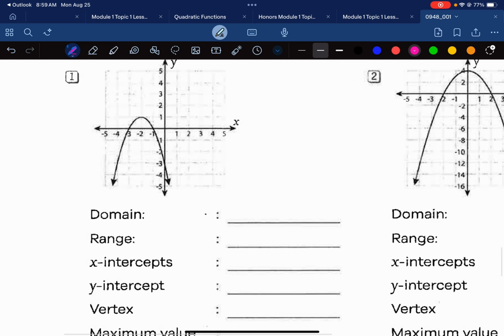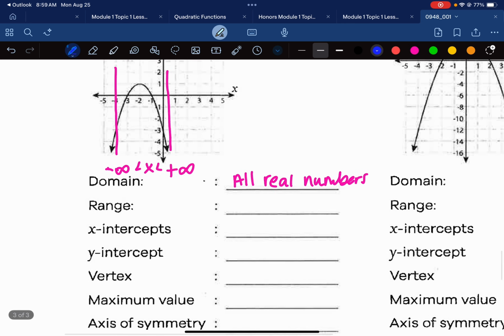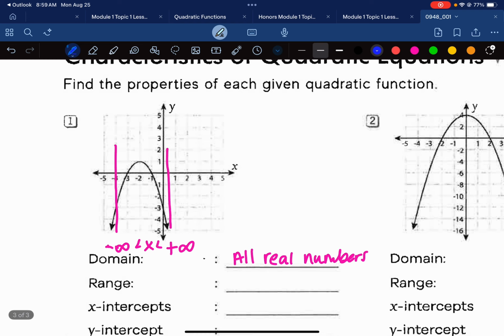Your domain for this example right here is how far left it goes from here. So I actually can't say it stops, right? So it's going to go to negative infinity. And then I would say it goes from here to positive infinity. And we're talking about x values, so bam, bam. But since my domain goes from negative infinity to positive infinity, this is all real numbers. Okay, all real numbers. If you're ever going from negative infinity to positive infinity, this will always be your answer, okay?